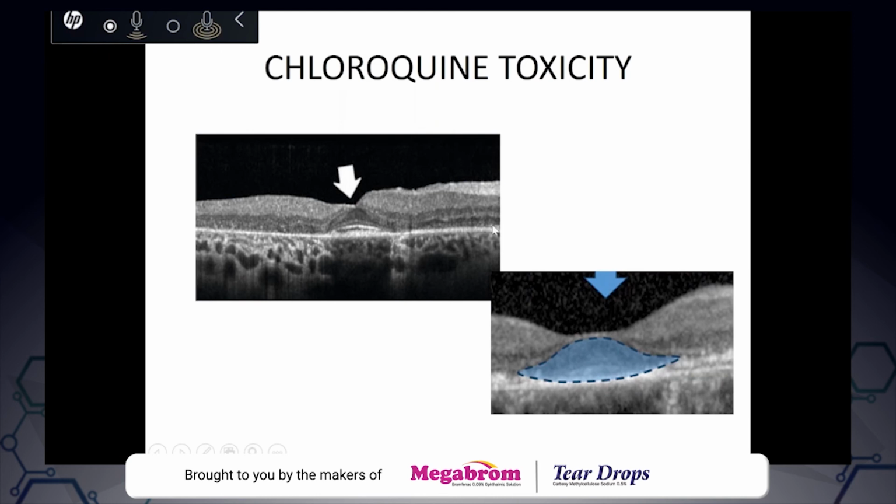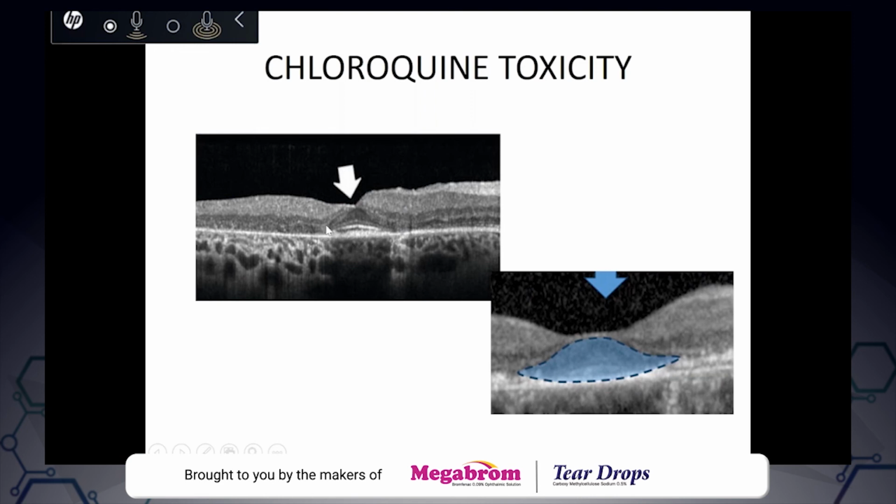You see the external limiting membrane and the ellipsoid zone cannot be traced into this particular area. So even the outer nuclear layer has been damaged. In the parafoveal region, there is thinning of the outer nuclear layer. Loss of the ellipsoid zone and loss of the external limiting membrane occur in this area. This area will become thin and even the RPE gets damaged. So what will happen? The inner retina will come a little posteriorly.